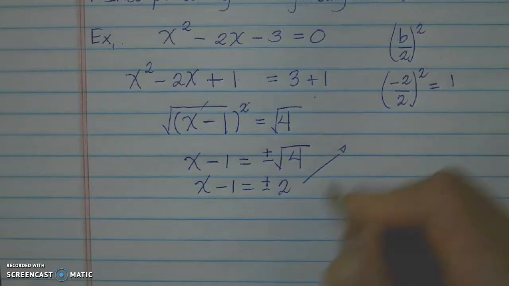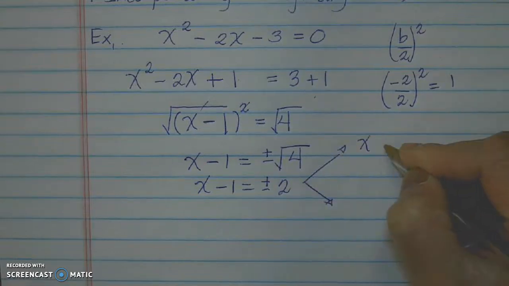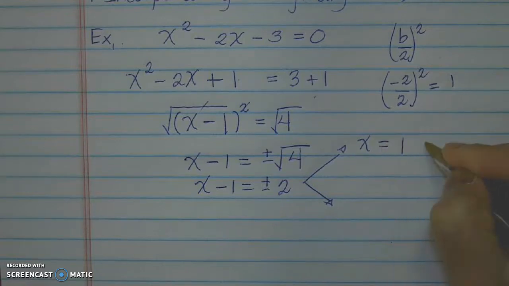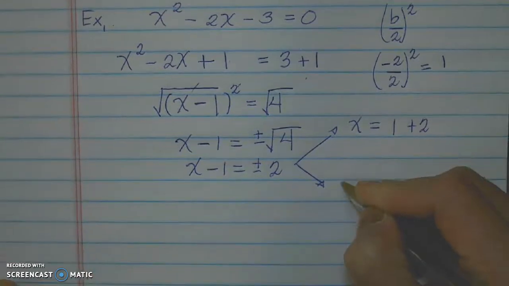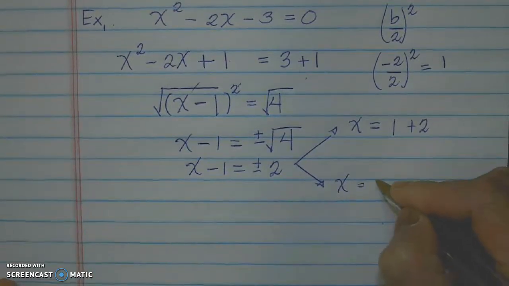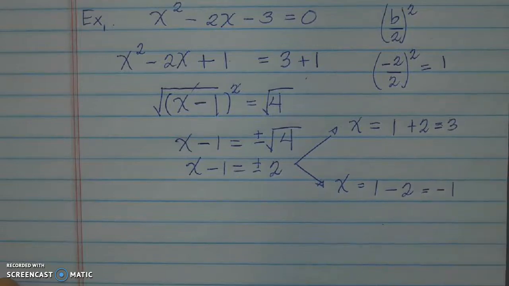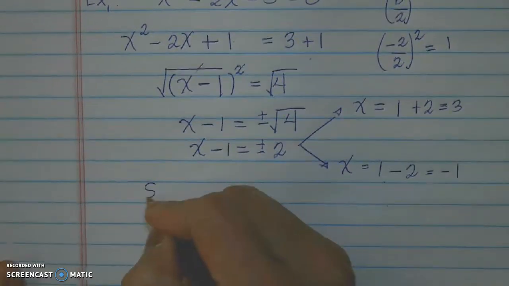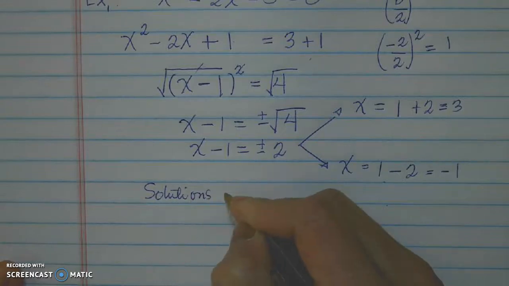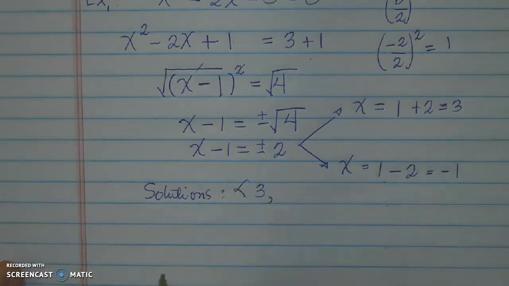You will have two possible answers. One is x equals 1 plus 2. And the other one is x equals 1 minus 2. This is a 3. And this is a negative 1. We got the 1 from this 1 right here. We move it to the other side. It turned to positive. And the positive 2 here is because of the plus 2. And the negative 2 here is because of the minus 2. And so your solutions are 3, negative 1.